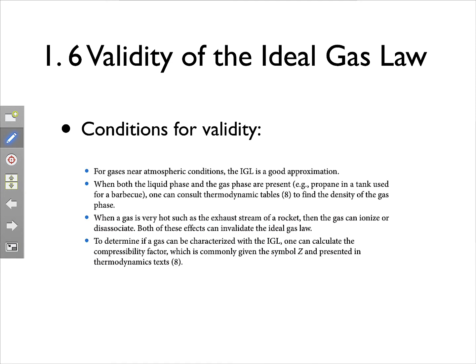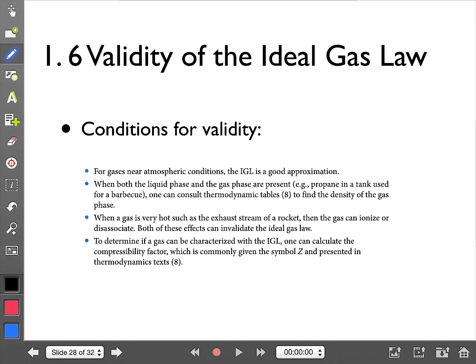But when we have a situation where we have very hot gases, say the exhaust of a rocket, gases can ionize and dissociate, and at that point we're going to have an invalid ideal gas law. So the ideal gas law will not be able to be applied for very hot gases. For any of the things that we're doing in this class, we will assume the ideal gas law. We're not going to do any special cases of strange gases, ionizing gases.